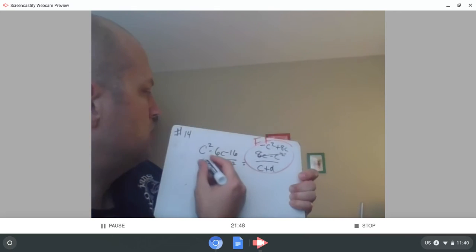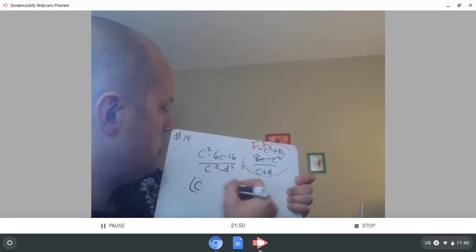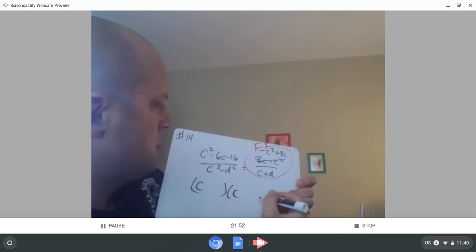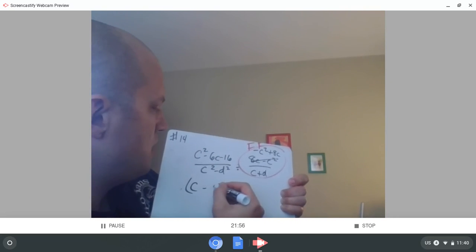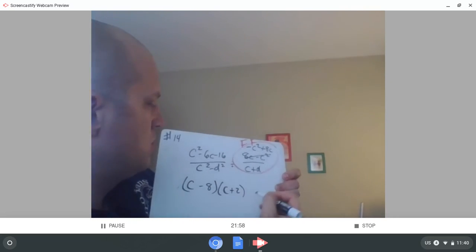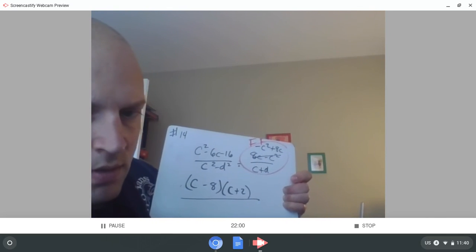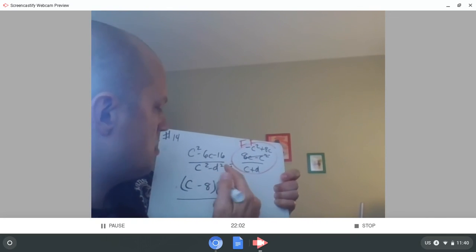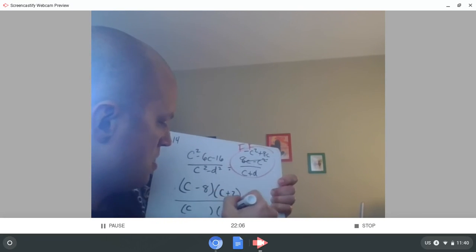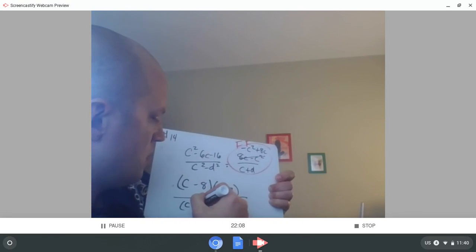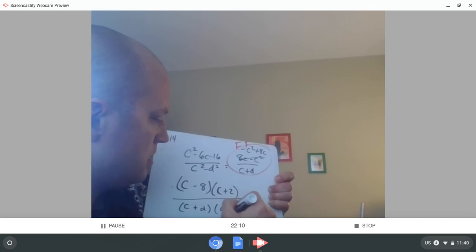Okay, so c squared is c and c. Negative 16 would be what? 8 and 2. So negative 8 and plus 2. Okay. C squared minus d squared is a difference of squares. So I have c and c. Factors of negative d squared are plus d and minus d.